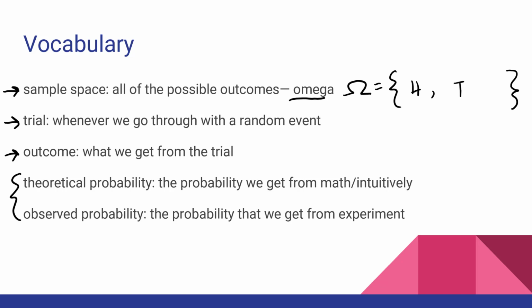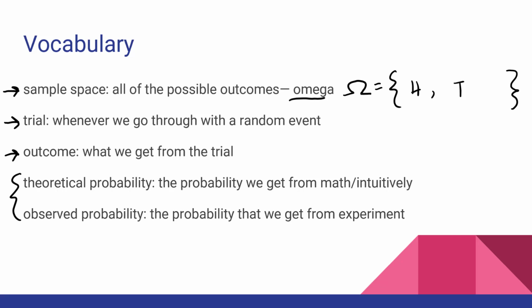And then we have two types of probability. The first is theoretical probability. This is basically the hypothetical probability of an event occurring. So the theoretical probability of getting a heads when flipping a coin would be 50%, because there is one way to get heads and there's two total outcomes. So it's 1 over 2, which is 50%.